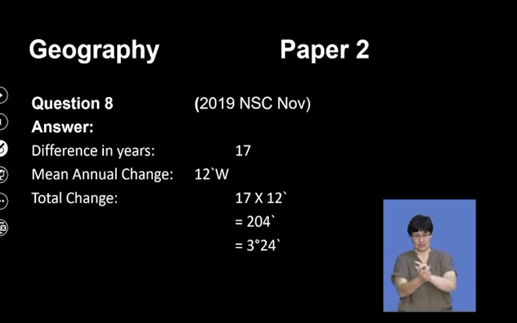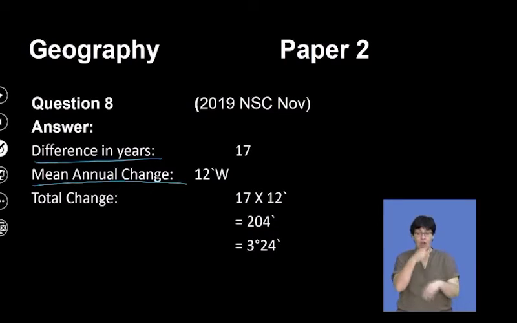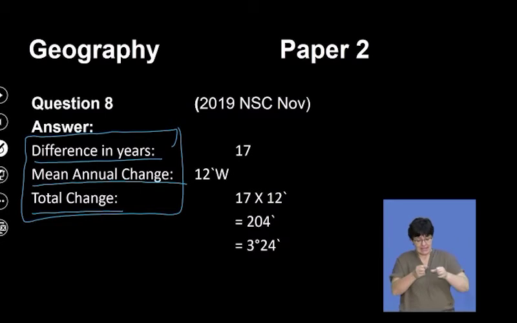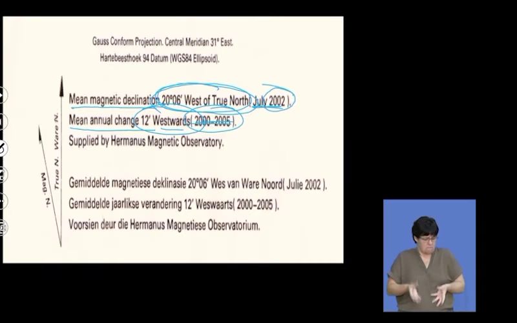Now, looking at the following. Remember that these steps, difference in years, mean annual change, and total change, are given in the examination. When you are calculating, you should note the following. When it comes to difference in years, we've got an answer of 17. How did I get that? Why?